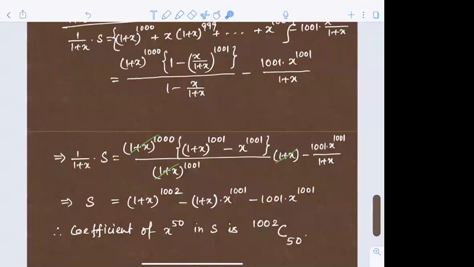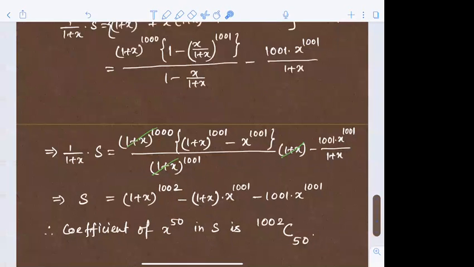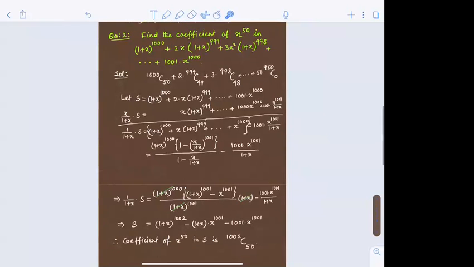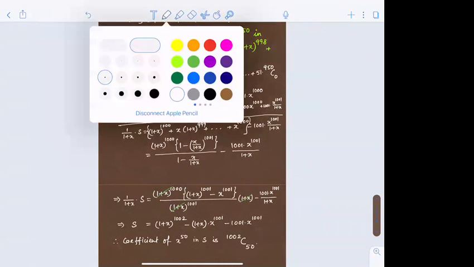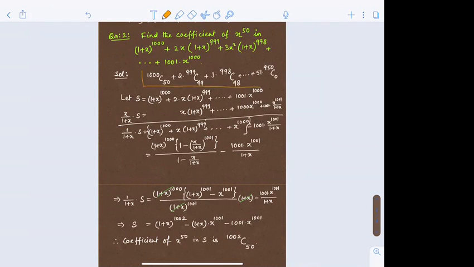Okay, so by this method we have got the answer, and by the first method that we were thinking of, that is, directly taking the coefficient of x to the power 50, we don't get the benefit. Maybe it would have worked, but we could not get an idea of how to do that part. If we could have simplified it, then we could have got that answer. Answer is 1002 C 50.